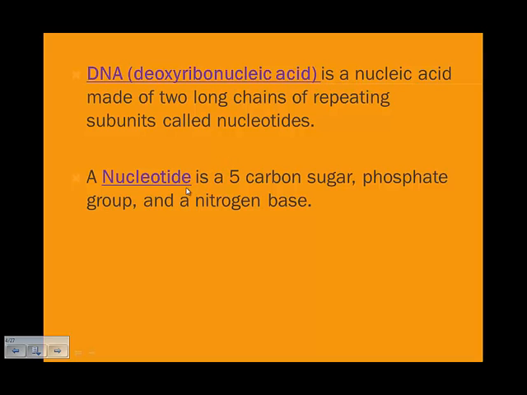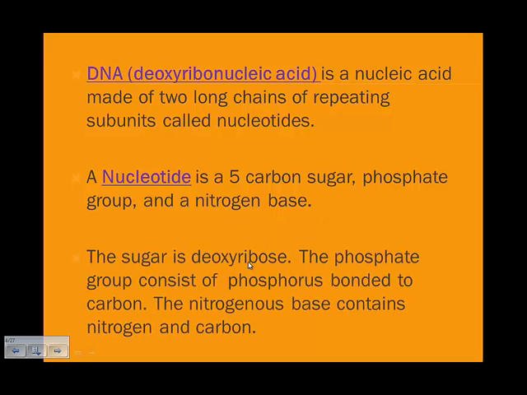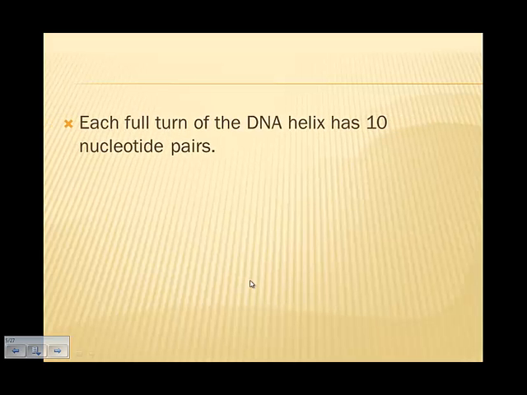And we've already looked at the fact that a nucleotide is a 5-carbon sugar, which of course is the deoxyribose in DNA. It has a phosphate group and this nitrogenous base. And like I said, the sugar is deoxyribose. The phosphate group is phosphorus bonded to oxygen, and the nitrogenous base contains nitrogen and carbon.